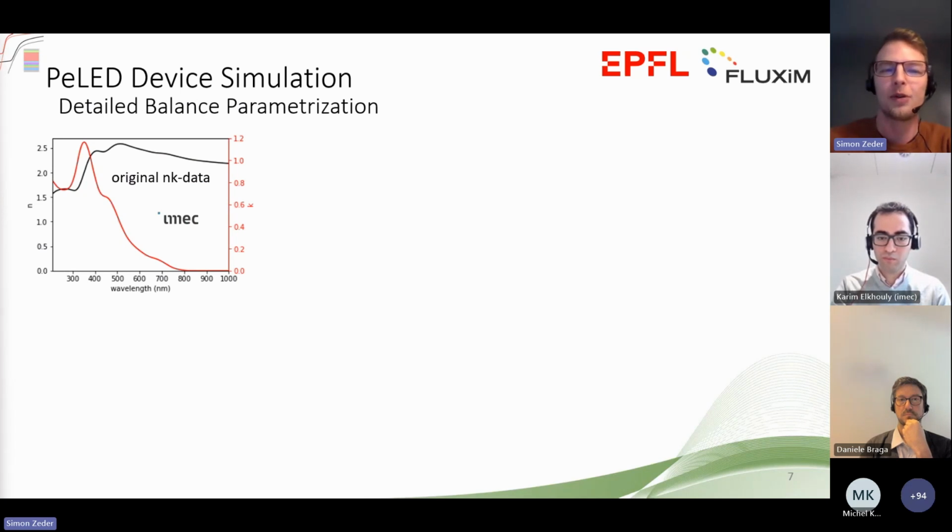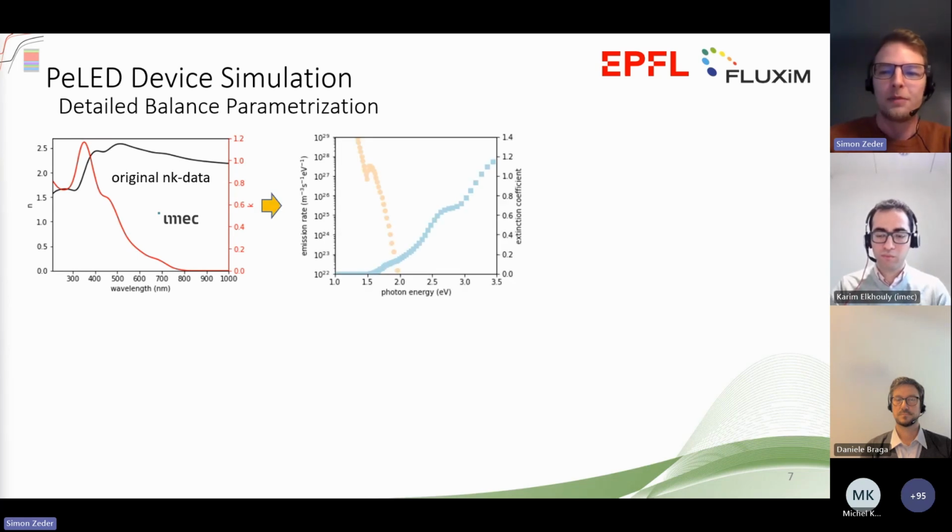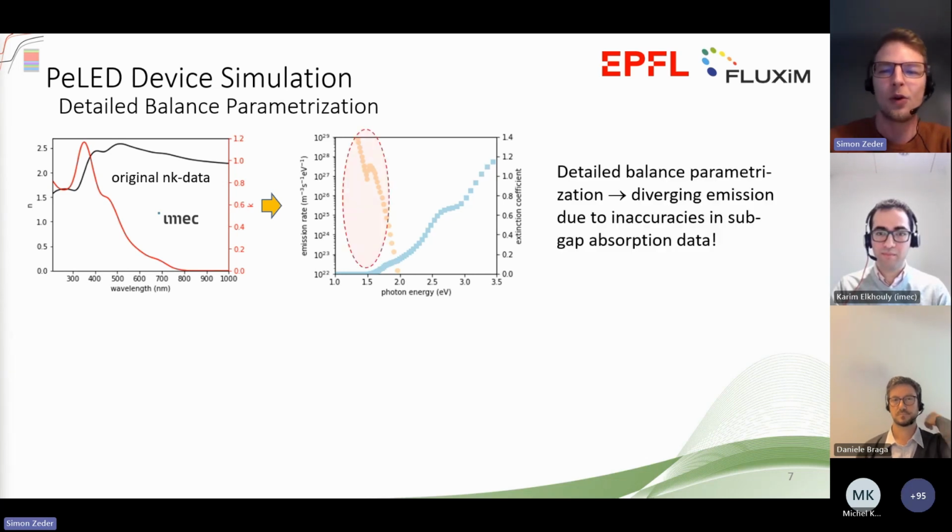Maybe you remember how it was completely based on the optical constants of the emitter material. So this means that this data has to be of rather high accuracy to get the correct results. So computing the emission spectrum from the original NK data of the perovskite gave us the following results. And as you can see, the low energy flank of the emission spectrum showed rather unphysical behavior, which is related to the low accuracy of noisy sub-gap absorption data.